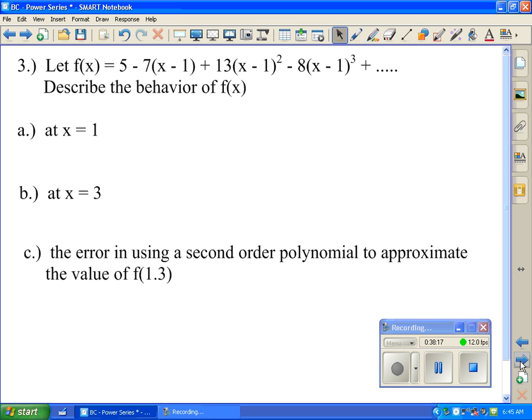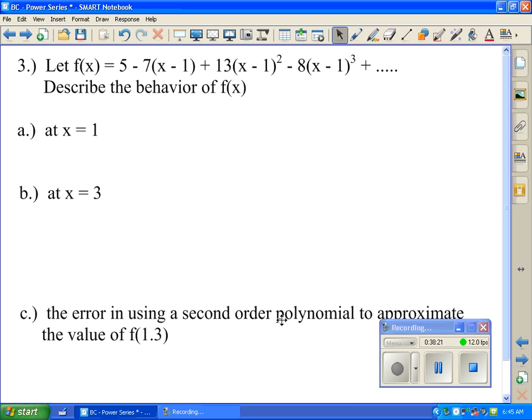Now let's take a look at the analysis, where I give you an f of x, and you have to figure out information for different things. So here I have, let's assume a Taylor series centered at 1 for some function f of x. I don't know what it is, but I want to describe the behavior of my function at x equals 1 and at x equals 3. So at x equals 1, I want to look at different things. First of all, if I substitute 1 into the above function, everything cancels out except for the 5. So I know that f of 1 equals 5.